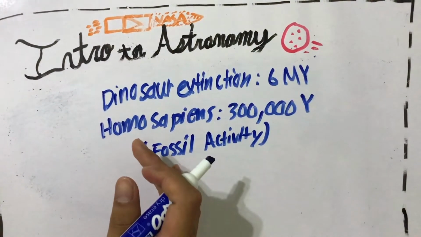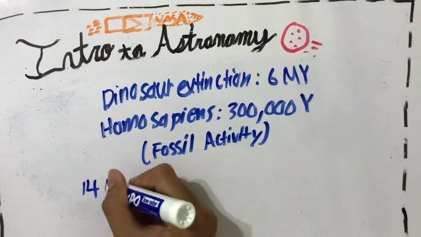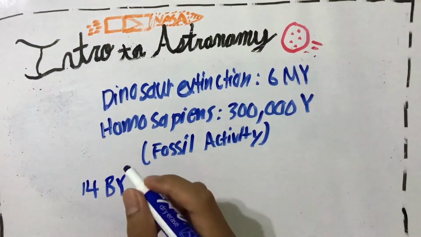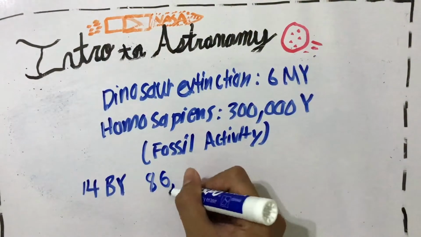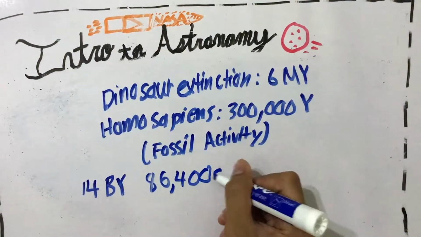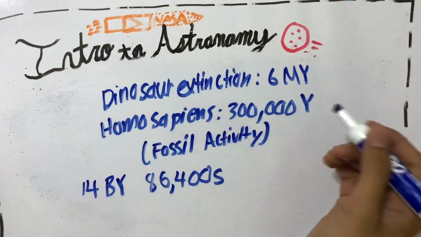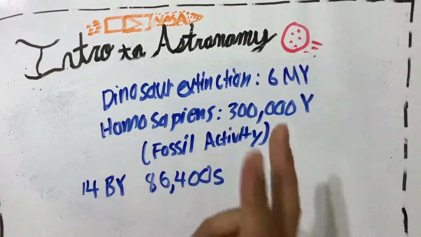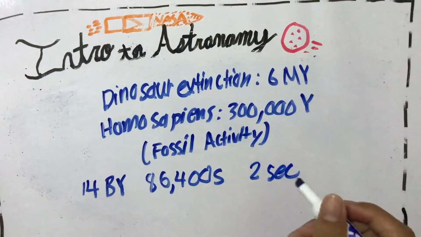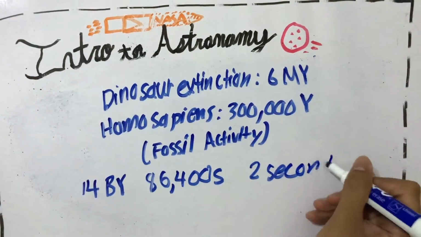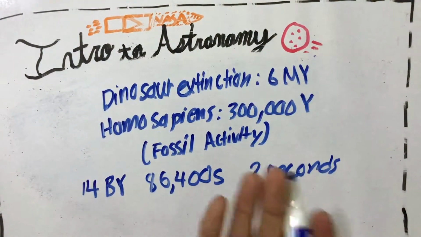If we scale down the age of the universe, which is 14 billion years old, to one day, which is about 86,400 seconds, we can see that humans, Homo sapiens, actually appeared only about 2 seconds ago. So only 2 seconds we existed. That just tells us how big the universe is and how old it is.